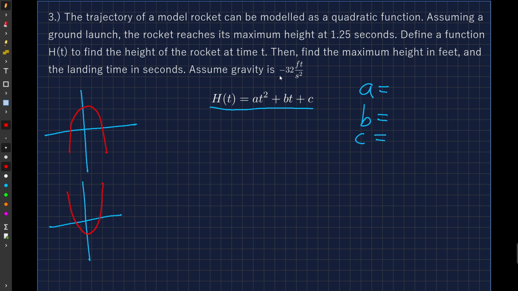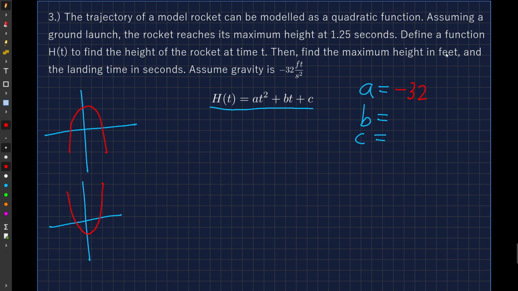Now, since we're given that gravity is negative 32 feet per second squared, we know that this will be the leading term of the function. So this will be negative 32. And the reason it's negative is because gravity points down in real life. However, another implication of this negative sign is that the shape of the graph will open down, whereas if the leading coefficient a was positive, it would open up.